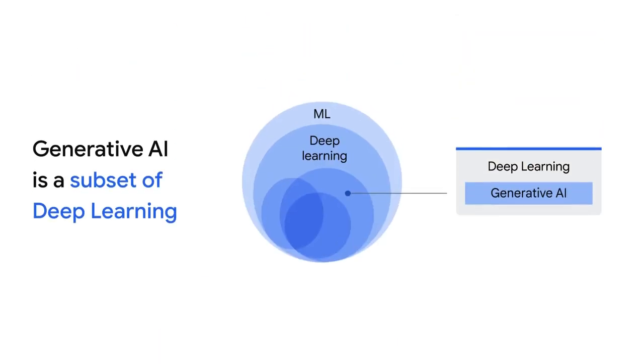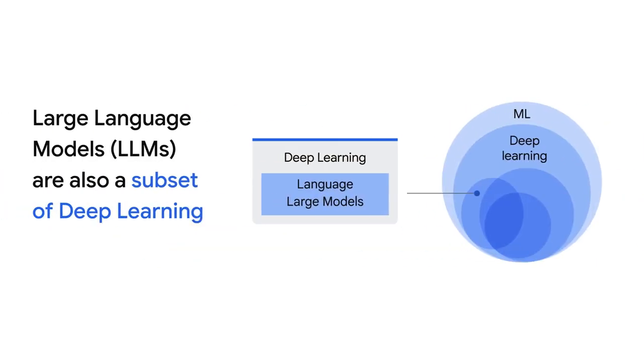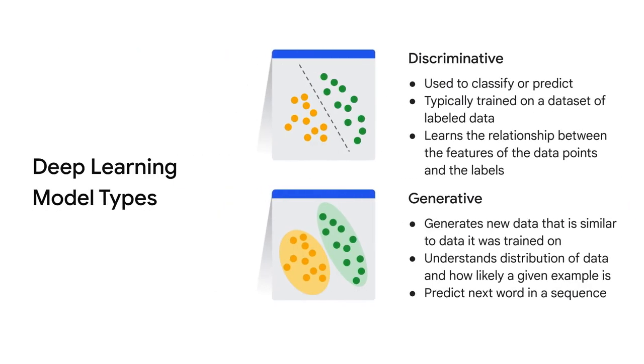Now, we finally get to where generative AI fits into this AI discipline. Gen AI is a subset of deep learning, which means it uses artificial neural networks, and can process both labeled and unlabeled data using supervised, unsupervised, and semi-supervised methods. Large language models are also a subset of deep learning. Deep learning models, or machine learning models in general, can be divided into two types: generative and discriminative.